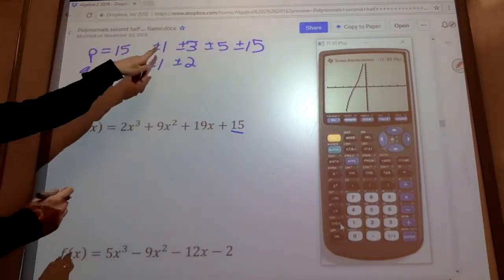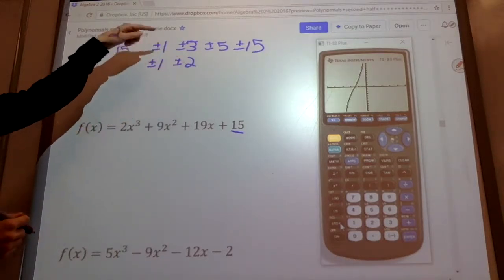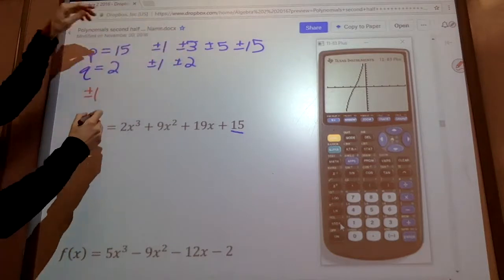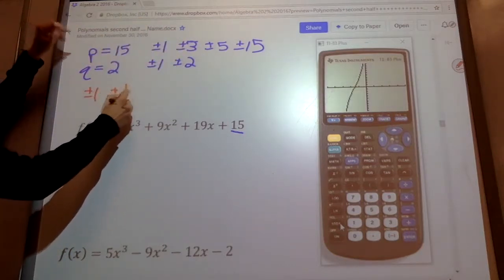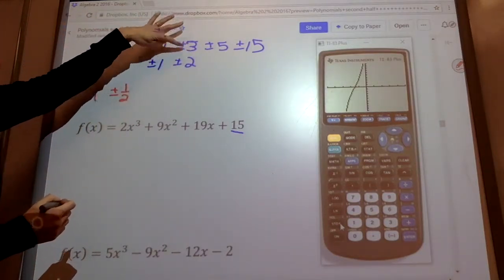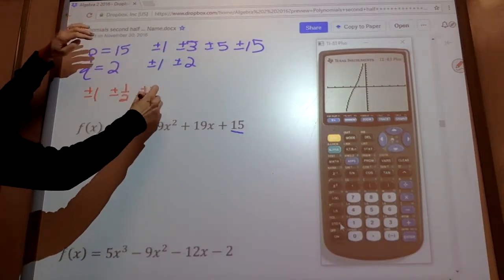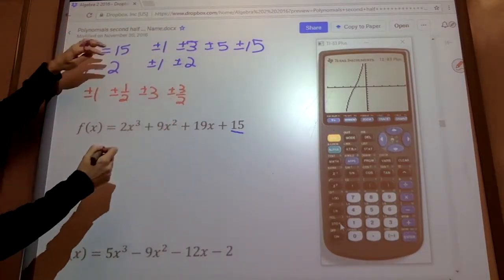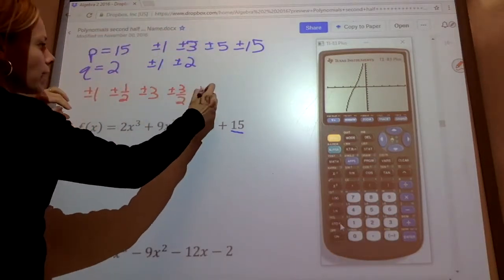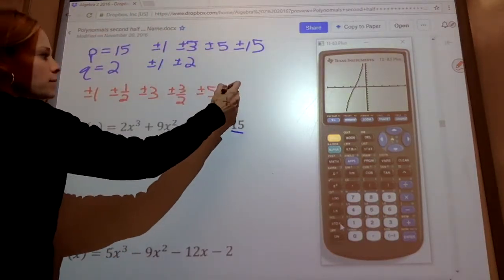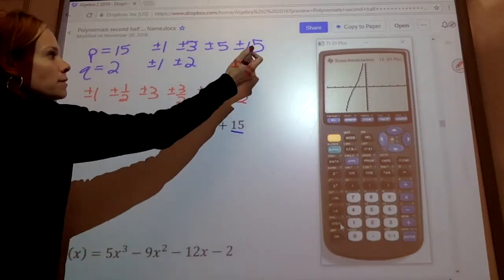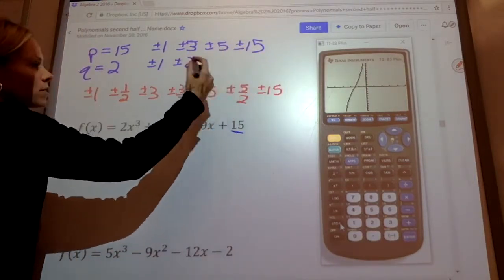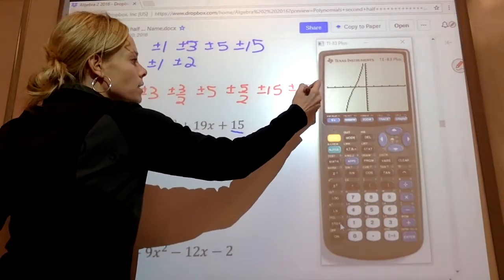So start with the 1 and go over each one. So 1 over 1 is 1. 1 over 2 is 1/2. Then move to the 3. 3 over 1 is 3. 3 over 2 is 3/2. 5 over 1 is 5. 5 over 2 is 5/2. 15 over 1 is 15. 15 over 2 is 15/2.